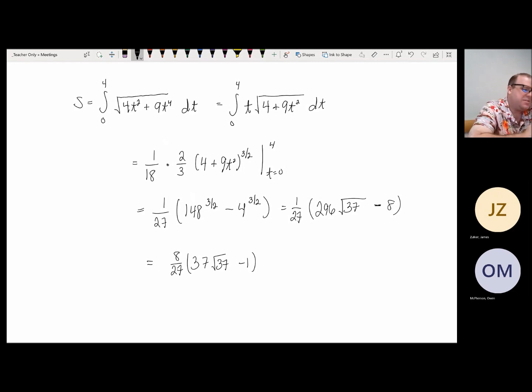$37 root 37 minus 1 is the result. There's the arc length. Yes. I did change a variable in my head. So I let u be 4 plus 9t squared. Derivative is 18t, so I need a 1/18th.